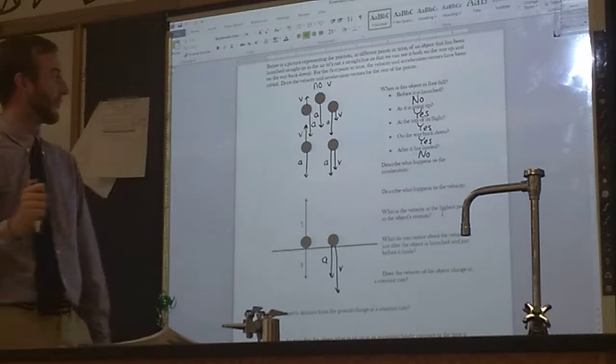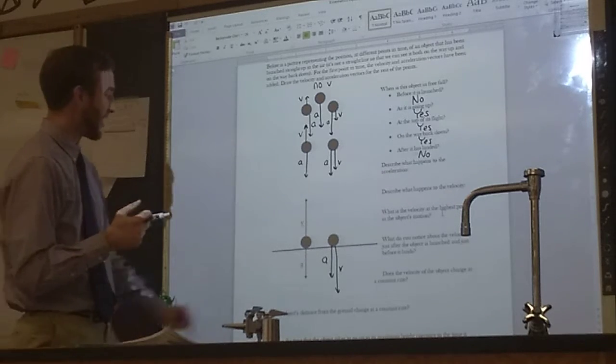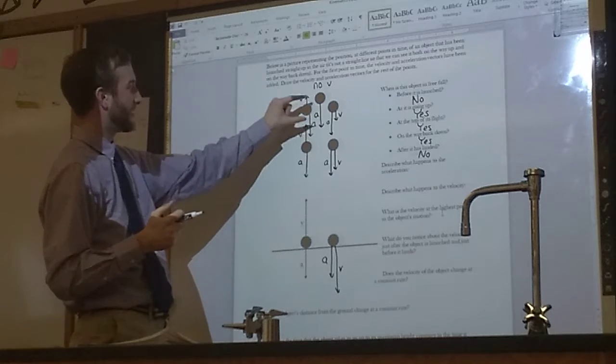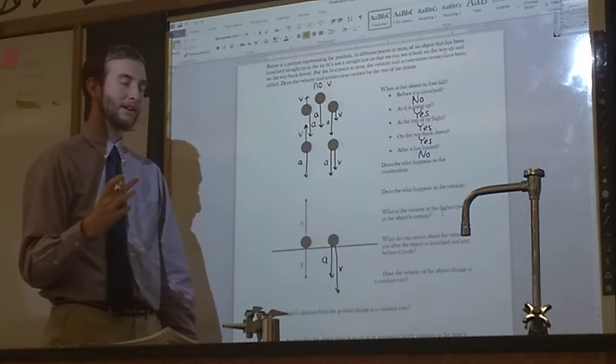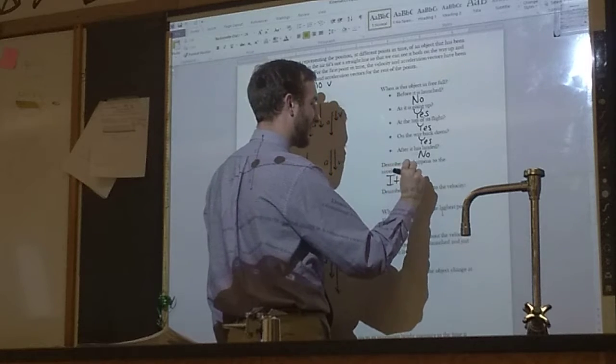Describe what happens to the acceleration. We know that in free fall the acceleration is constant. As you can see, each one of these acceleration vectors is the same magnitude and points in the same direction. So all we have to say is it is constant.